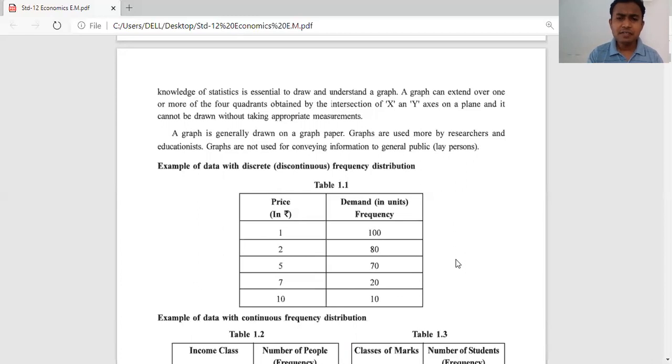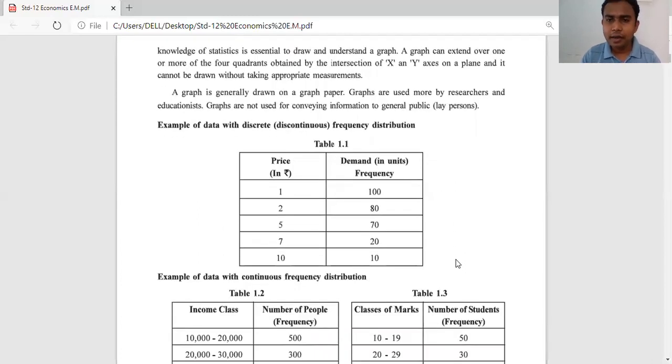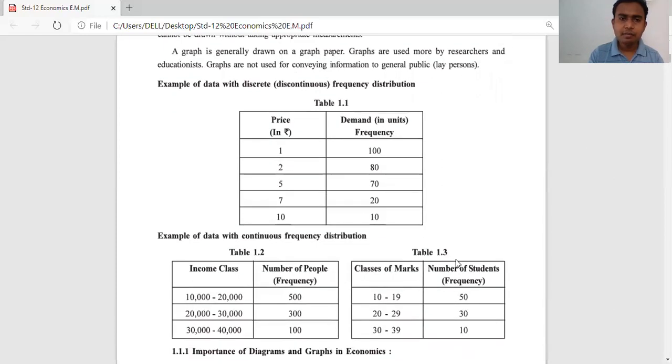If you present a graph in front of a layman, a common man, a person who doesn't have knowledge of statistics, he won't understand the graph. So graphs are presented to those who know statistics. Now, for example, we will take table 1.1. It shows an example of data with discrete frequency distribution. Discrete means discontinued frequency distribution. You see, price is given as 1, 2, 5, it is increasing, and demand is decreasing, right?